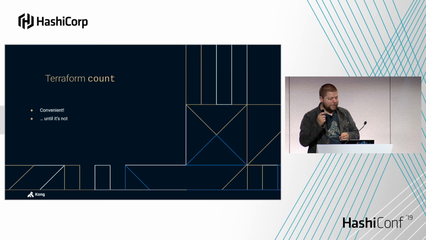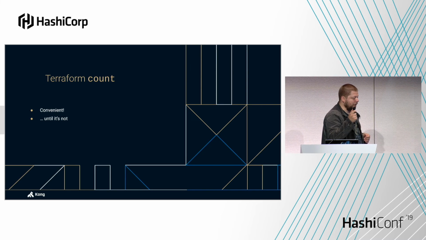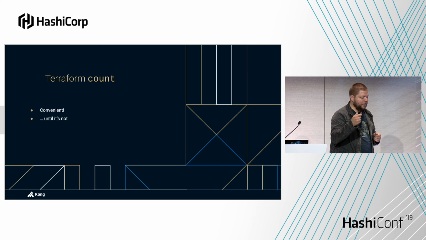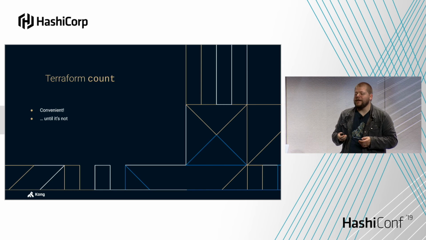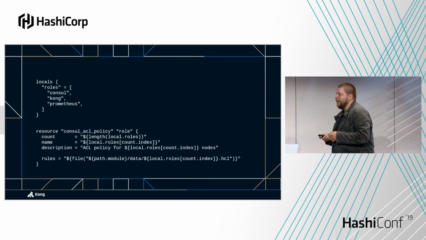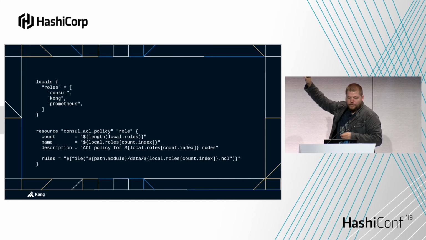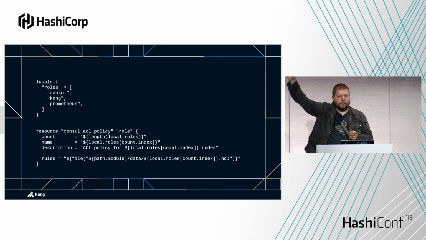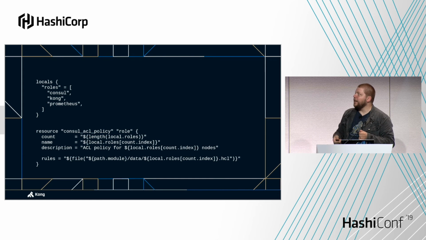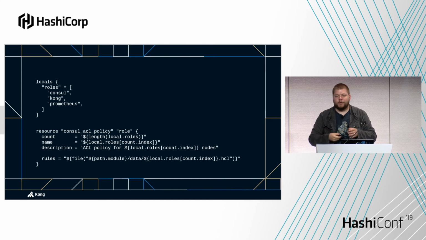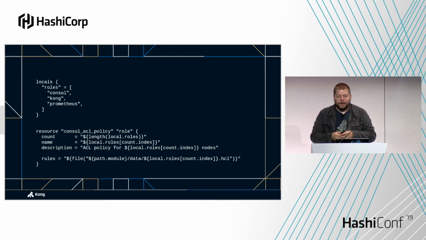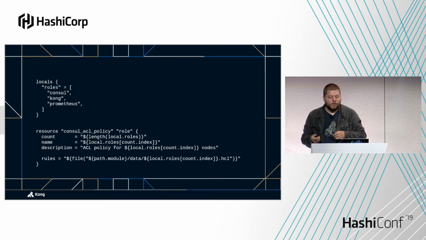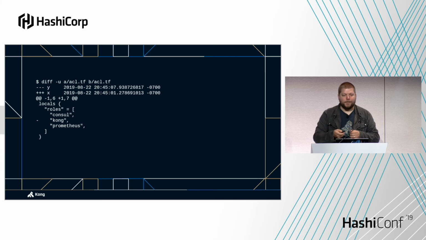One thing that bit us that I really liked about using Terraform is the count feature. It's super, super convenient until it's not. So this is an example, again, for us, just applying our ACL policies and using locals with a list of roles. This is, again, copied verbatim from one of our deployment environments, just with not as many roles. This is really, really straightforward. There's nothing new here.